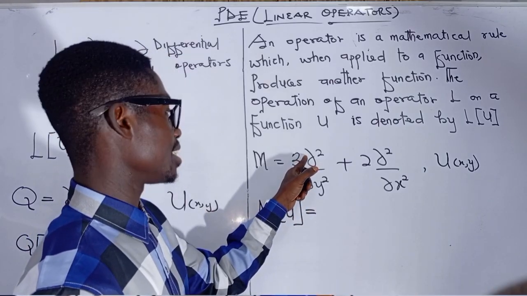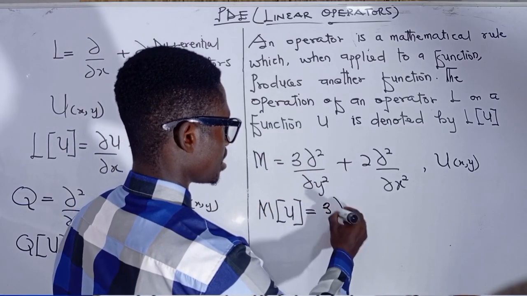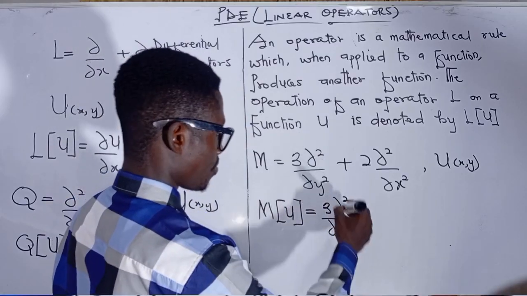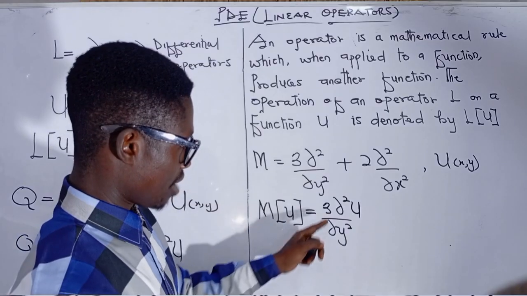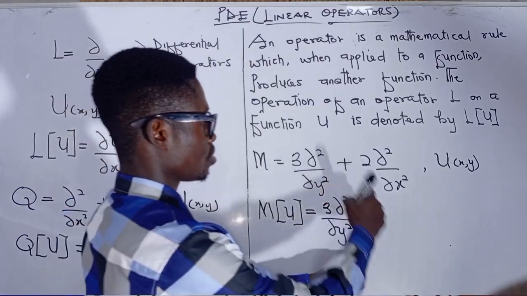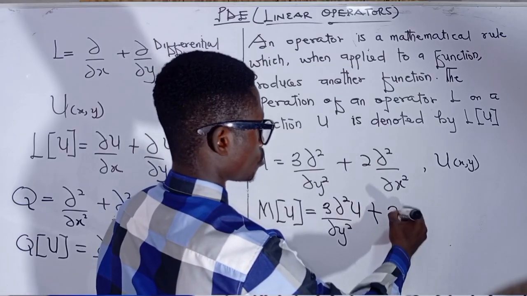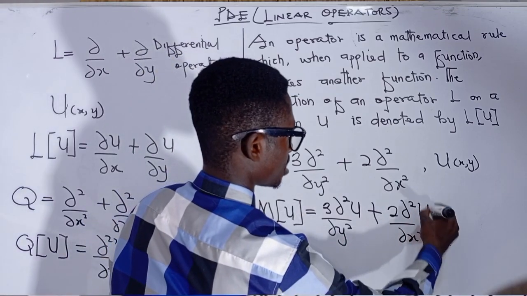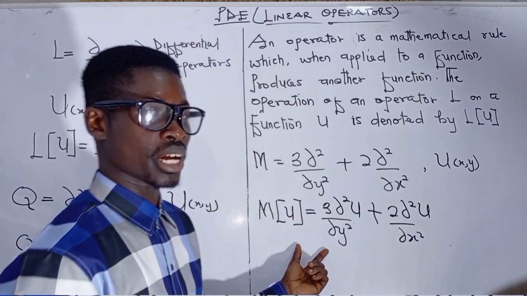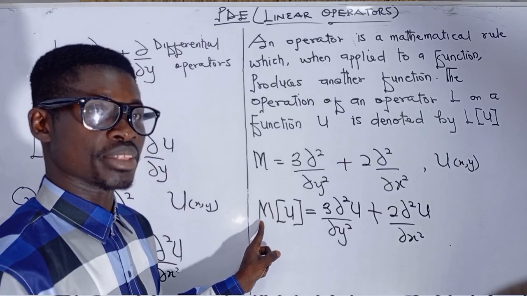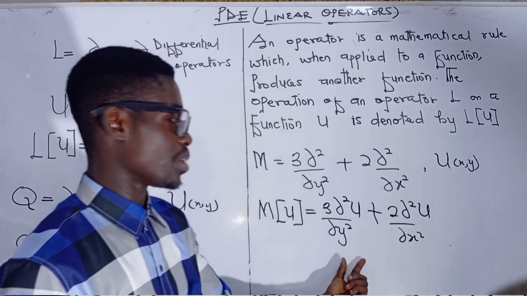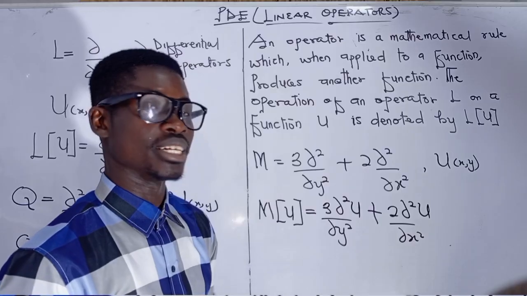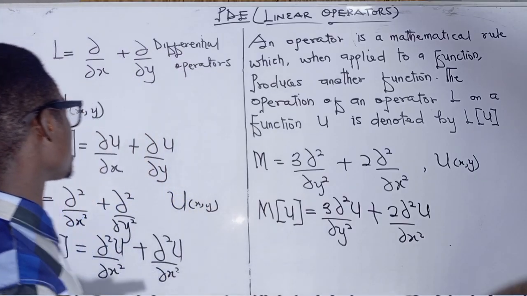We are going to write the operator. We have 3 ∂²/∂y², then we add our function, which is u. So we have 3 ∂²u/∂y², then move on to plus, then we write our operator 2 ∂²/∂s², then we attach our function to the operator. So this is what we are getting after operating the operator on the function u. We are getting this: 3 ∂²u/∂y² plus 2 ∂²u/∂s². Very, very easy. So this is how we write it.